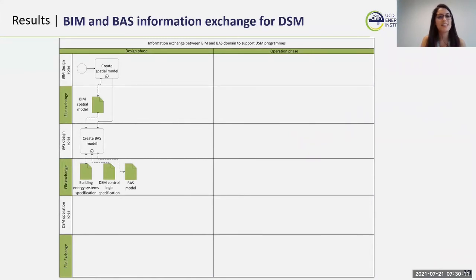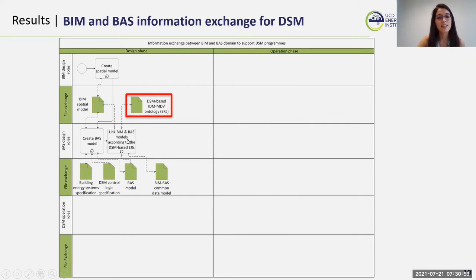So the idea is that in the design phase, we created a BAS model in reference to the spatial information from BIM and the specifications from the building energy system, the equipment, and specifications of the control logics for the demand-side management, generating a BAS model. And the way we are proposing to integrate these models is basically having here the definition of the exchange requirements being translated into an ontology that can link BIM BAS model according to the exchange requirements.